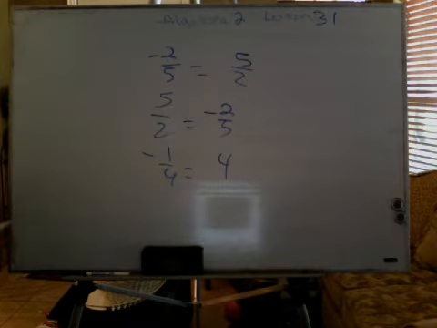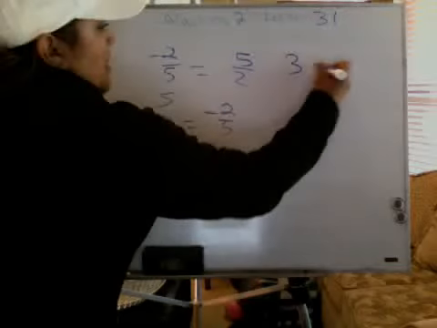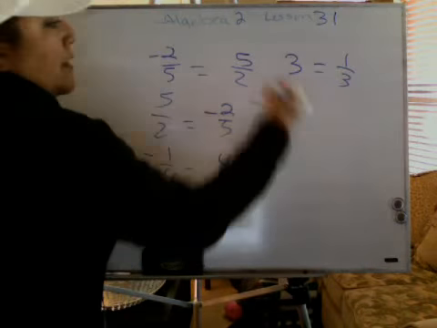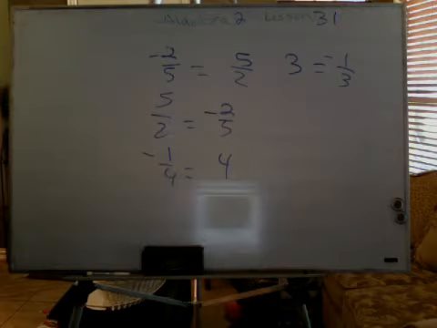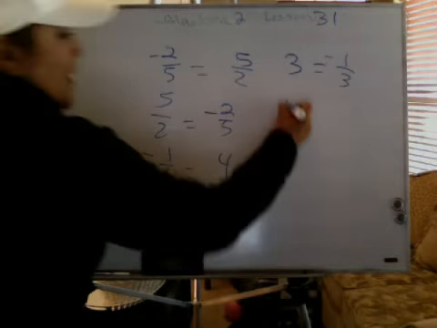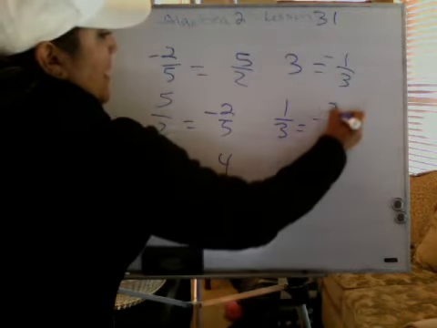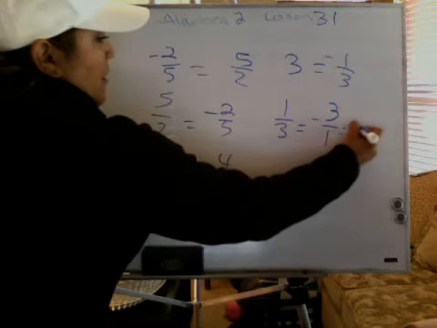Just like, what's the negative reciprocal of 3? Well, we've got to do the reciprocal first, and then what's the negative of positive 3? Negative. What's the negative reciprocal of 1/3? -3.